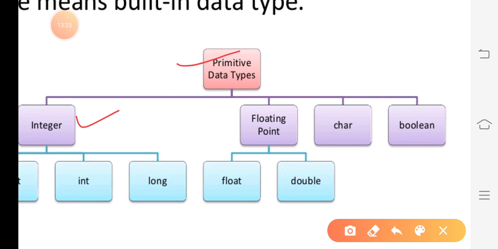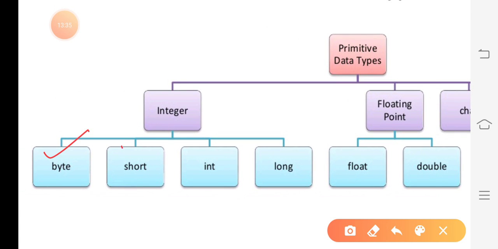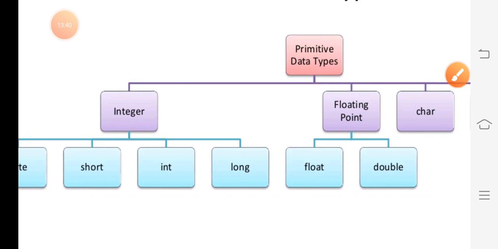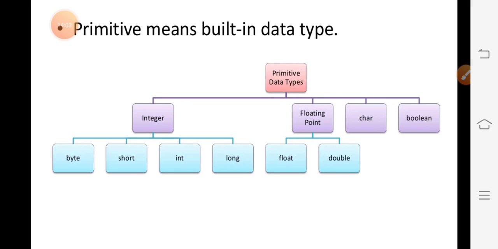Primitive types are divided into integer, float, character and boolean. Then integer are further categorized into byte, short, int and long. Mark it here. Then for float and double. That means in floating point you can take two types of data types, float as well as double. This is for primitive data types that are already defined, and non-primitive that are created by user. Okay. Moving on to next.